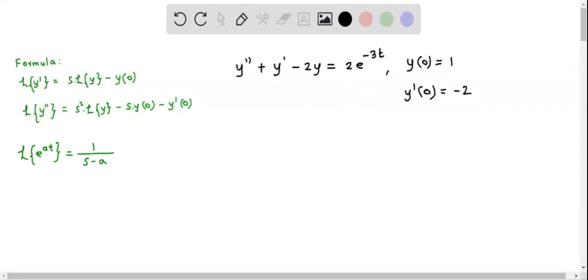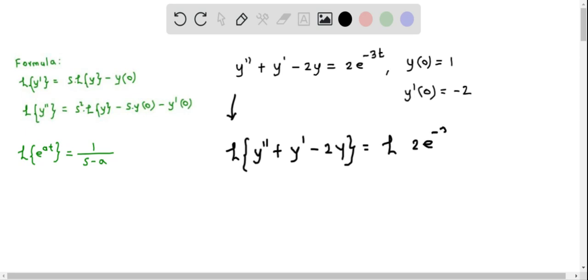Let's determine the Y of s of this initial value problem by applying the Laplace transform. So first, I'm going to apply Laplace transform on both sides. So therefore, this will become Laplace transform of y double prime plus y prime minus 2y, and this equals Laplace transform of 2e power minus 3t.